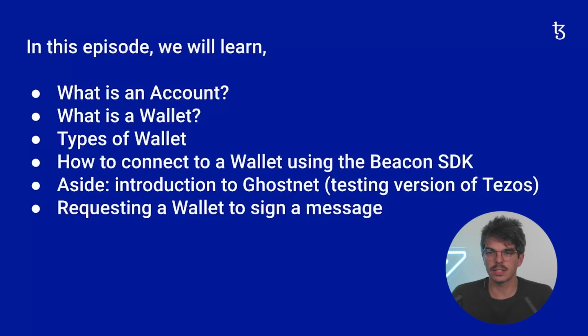Okay, so let's look at the structure of this episode in a little bit more detail. First of all, we're going to learn what a Tezos account is. Then we're going to learn what a wallet is. Then we're going to look at some different types of wallet. And then we'll move on to the implementation side of things. So we'll open up VS Code and we'll see how to connect to a wallet using the Beacon SDK. And then I'll do a brief aside talking about GhostNet. And then finally, we will make our dApp request our wallet to sign a payload for us.